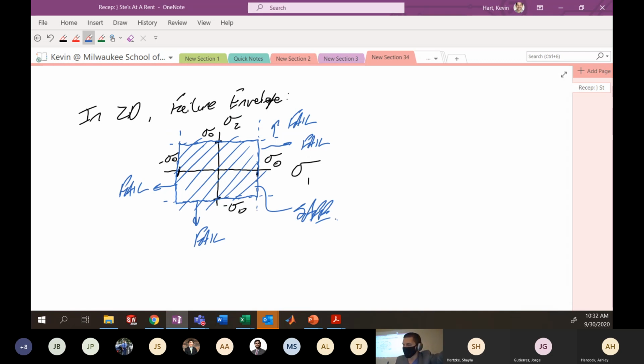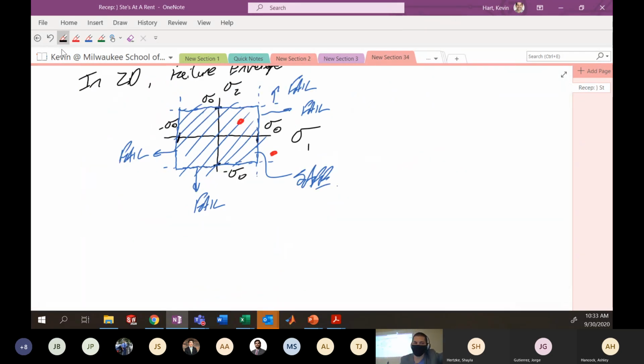So maybe you do your analysis, and your analysis tells you that your sigma 1, sigma 2 value lies here. Okay? Then you're safe. Maybe your analysis tells you that sigma 1, sigma 2 lies there. Okay, well then you failed. You're outside the envelope. So that's the max normal stress theory.